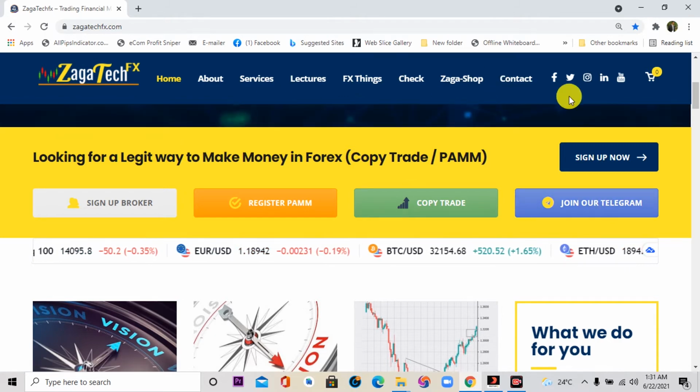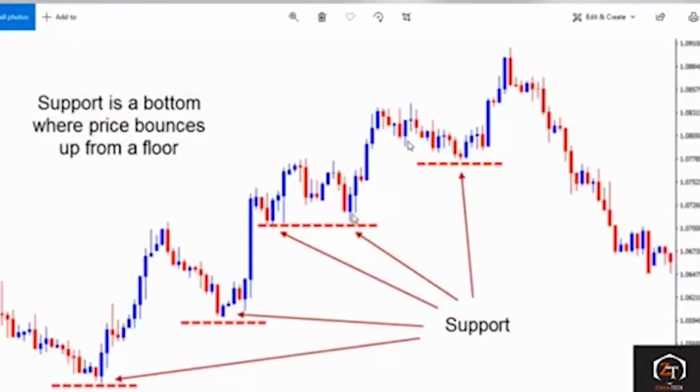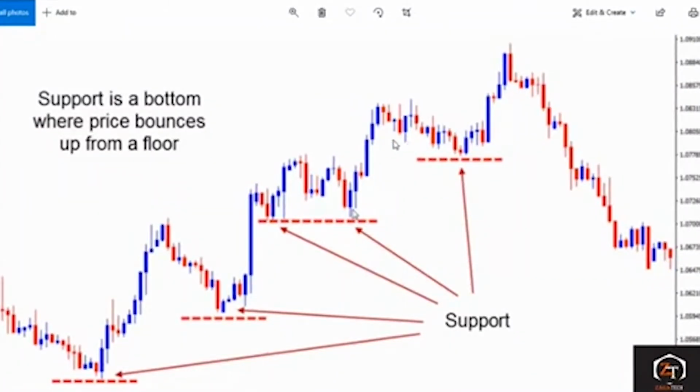All right, without further ado, let's dive into the real deal and talk about what support is. Let's take a quick look at support. What is support? Support is essentially a bottom the market makes. You understand? So looking at this image on my screen, these marked-off lines are kind of support.